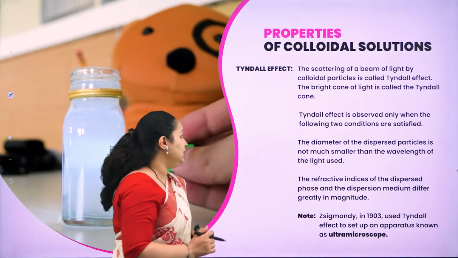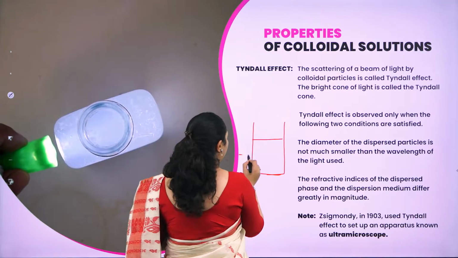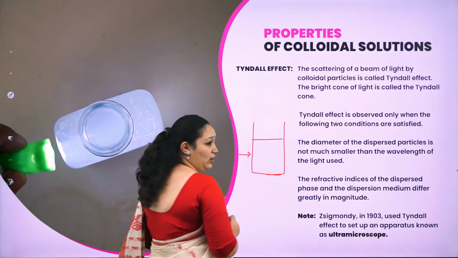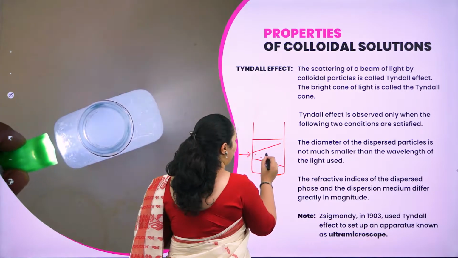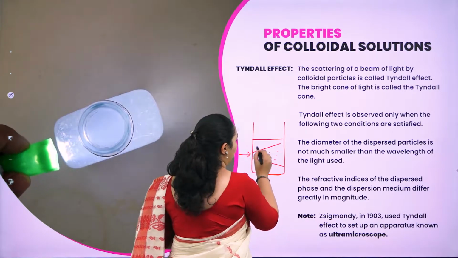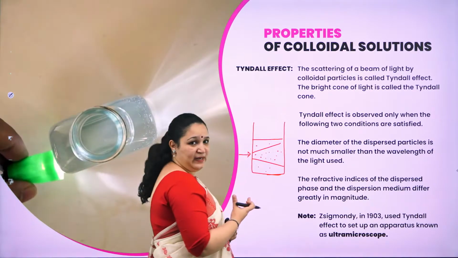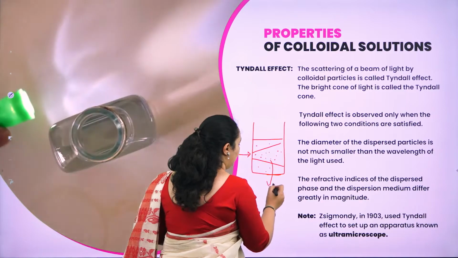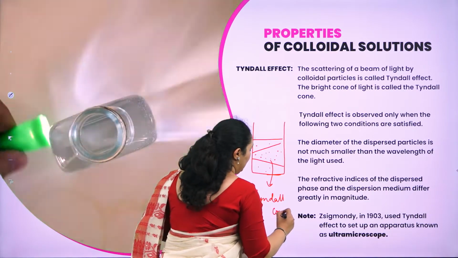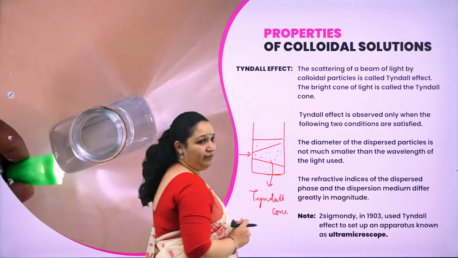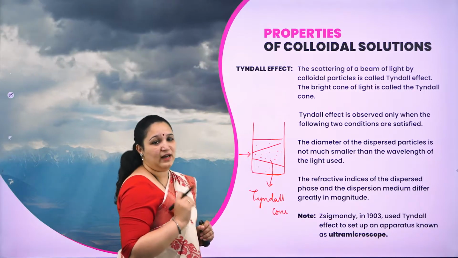Whereas if a strong beam of light is passed through a colloidal solution, the path of the light can be observed, or the path of the light gets illuminated and a cone is formed, which we call as Tyndall cone. This is because of Tyndall effect, that is scattering of light.